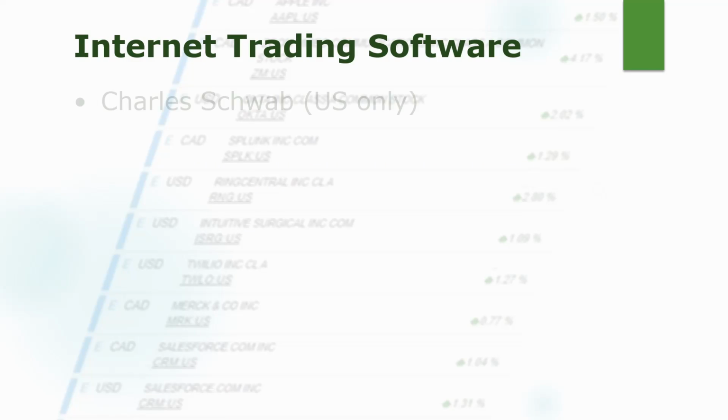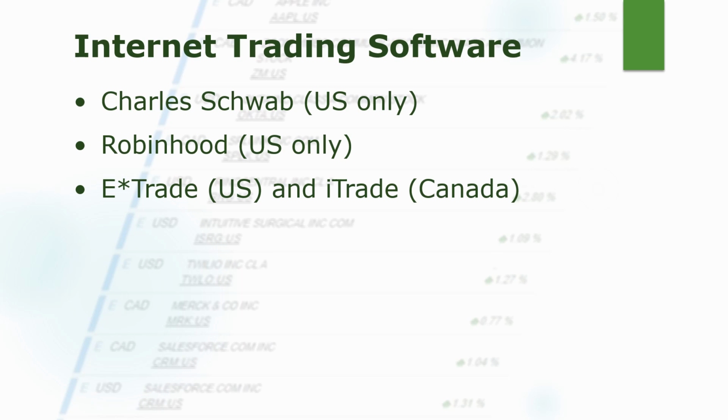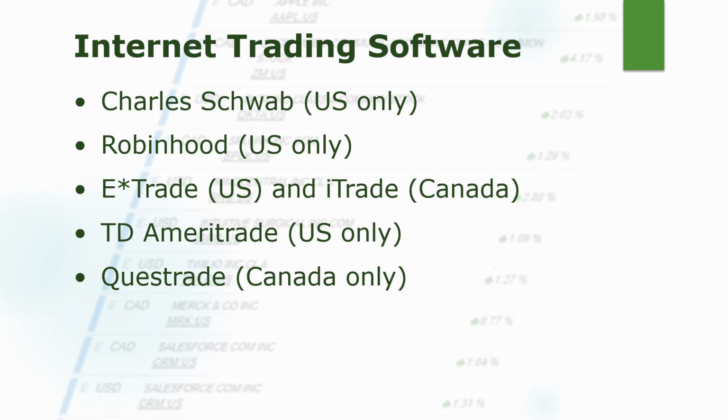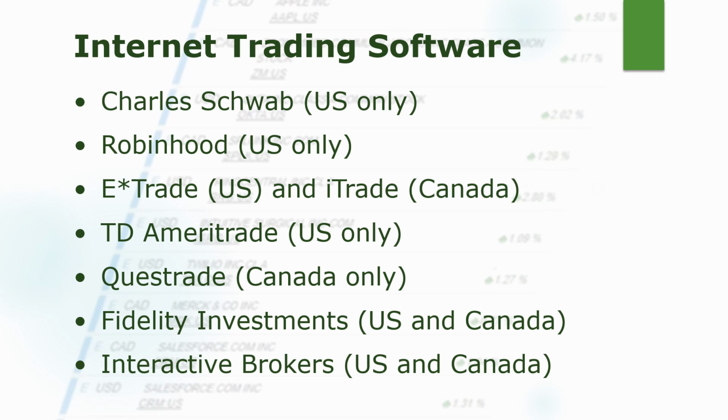Now, these are the most popular trading services in no particular order. Charles Schwab is available in the US only, but you can trade in international currencies if you desire. Robinhood, available in the US only, is your second option. E-Trade is available in both the US and Canada, but it has been rebranded as iTrade just for Canada. There's TD Ameritrade, which is only available in the US. Questrade, which is available in Canada only. Now the last two are Fidelity Investments and Interactive Brokers, and both of these services are available in the US and Canada.